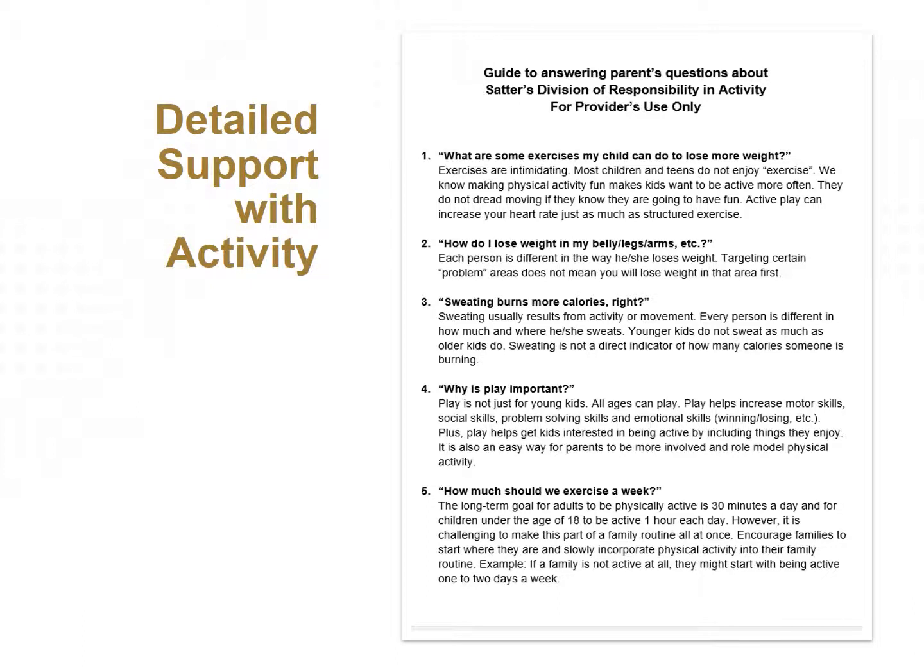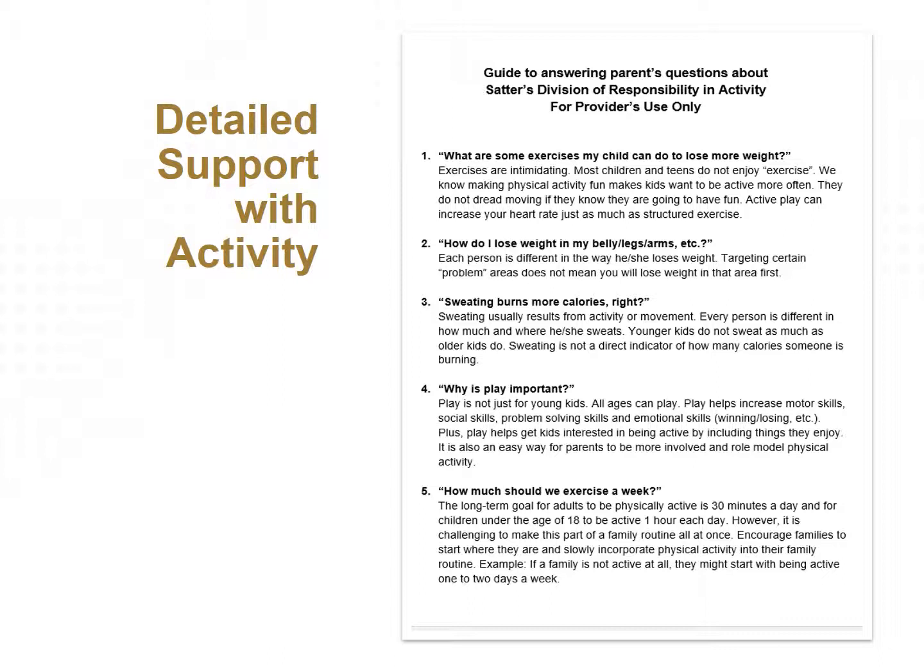Why is play important? Sometimes forcing activity on younger children ends up backfiring, because that's what we think in the United States, is that to lose weight we've got to exercise. But for younger kids, play is exercise. It works all the muscles in the body and has a lot of other developmental benefits as well.